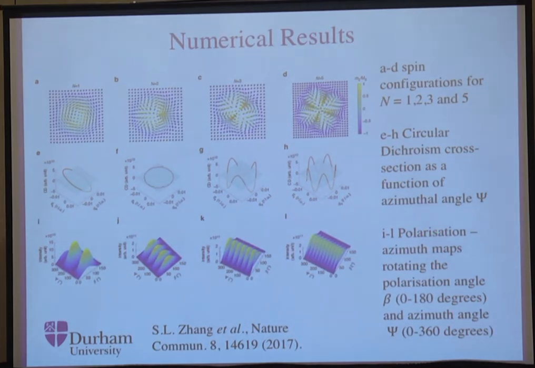And these then show, if you come in with circularly polarized X-rays, how the polarization changes as a function of both rotating the polarization angle beta, which is along here from 0 to 180 degrees, but also the azimuth angle of the sample as you rotate that around. And you can see that the number of peaks are integer and related to the topological winding number. Of course, they're all calculations.